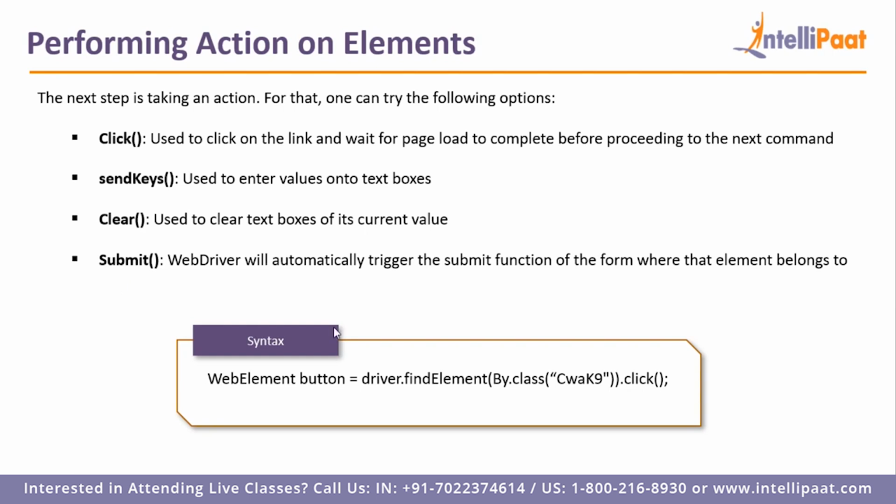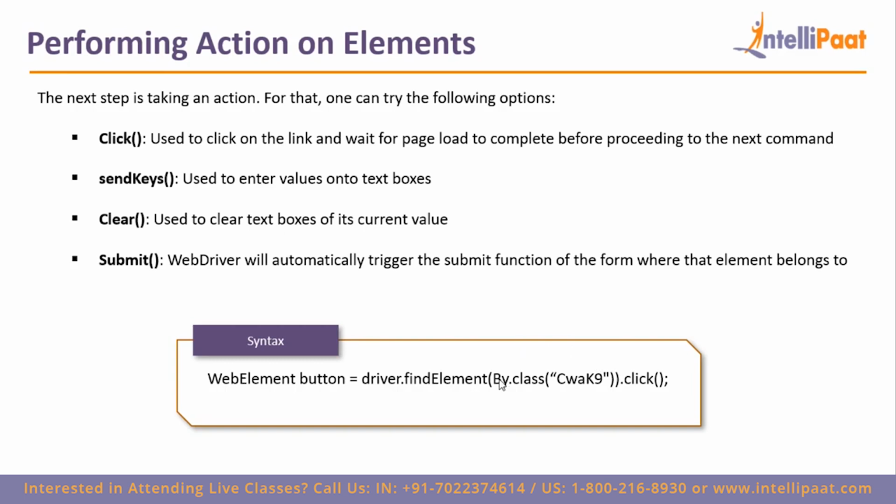So in our case, let's say we basically found a button. So you can actually click on that button by finding that element first and then appending the text, which is dot click function, which is nothing but the click action. So once it finds that element, it will be able to click on it.